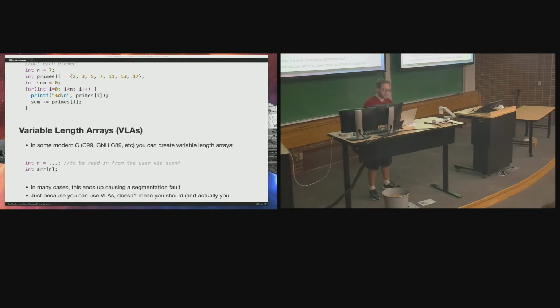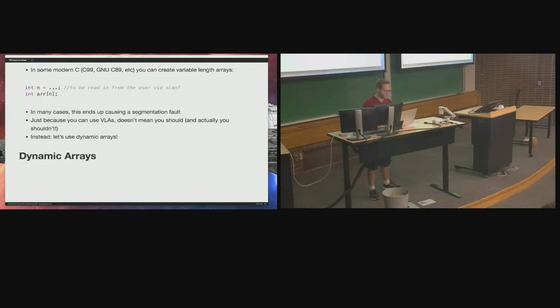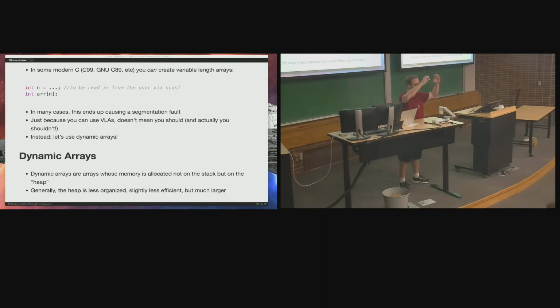All right. So what are dynamic arrays? Dynamic arrays are arrays whose memory is allocated not on the stack, but in another part of memory called the heap. Generally, the heap is less organized, slightly less efficient, but much larger. So that stack, function call, so that you can push a stack frame, is extremely efficient, because to return back to the calling function, you just have to take the stack frame off. That's an extremely efficient way to use memory.